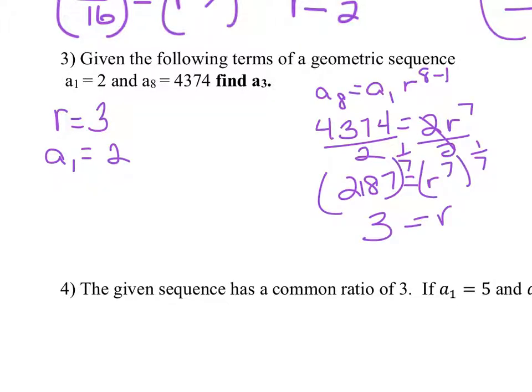Okay, so for r, we just use the formula. We plug in 8 for A sub n. Plug that in, divide by 2, flip the exponent, and you should get 3 as your r, your common ratio. Then to find A3, it's the first term times the common ratio to the 3 minus 1 power. So simply put that in your calculator and you should get 18.